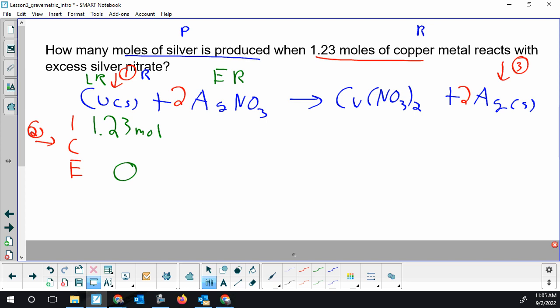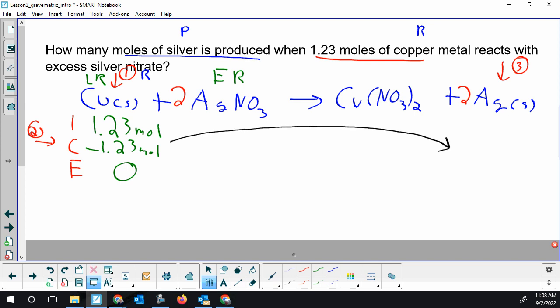Once we have 2 pieces of a column, we can fill in the last piece. All of this 1.23 moles of copper must have reacted away. So we know all of that copper reacts away, all 1.23, and we want to use that change to predict the change for our silver product.